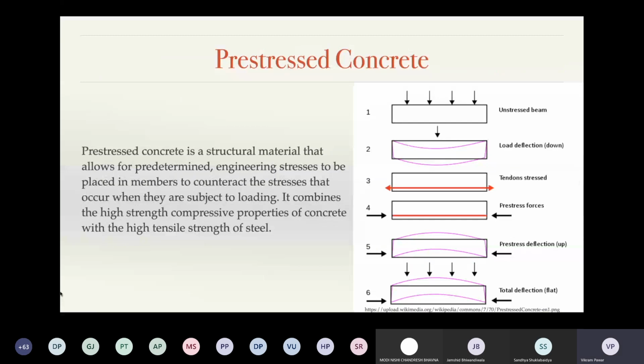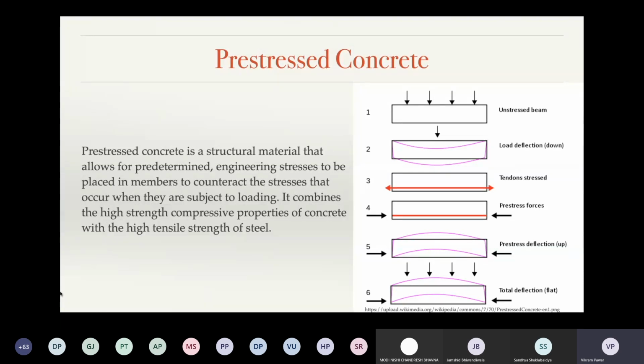Yeah. So now, what is pre-stressed concrete? Pre-stressed concrete is a structural material. Just like RCC we consider as one unit material, pre-stressed concrete is also considered as a unit material together with concrete as well as the tendons. That allows for predetermined engineering stress to be placed in members to counteract the stresses that occur when they are subject to loading. It combines the high strength compressive properties of concrete and high tensile strength of steel.